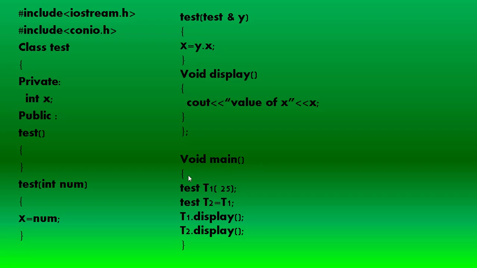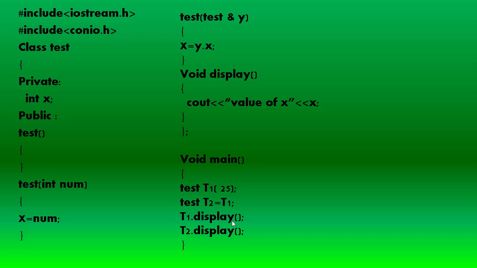Now next is void main. In void main you have test. Test is the class name, t1 is the object name, and the value 25 in the brackets will be copied to num, that is a parameterized constructor, and this 25 will be copied to x. Now test, again the class name, t2 is another object, and t1 will be copied to t2. So when one object is copied to another object, it is called a copy constructor. So t2 can access the data of t1.